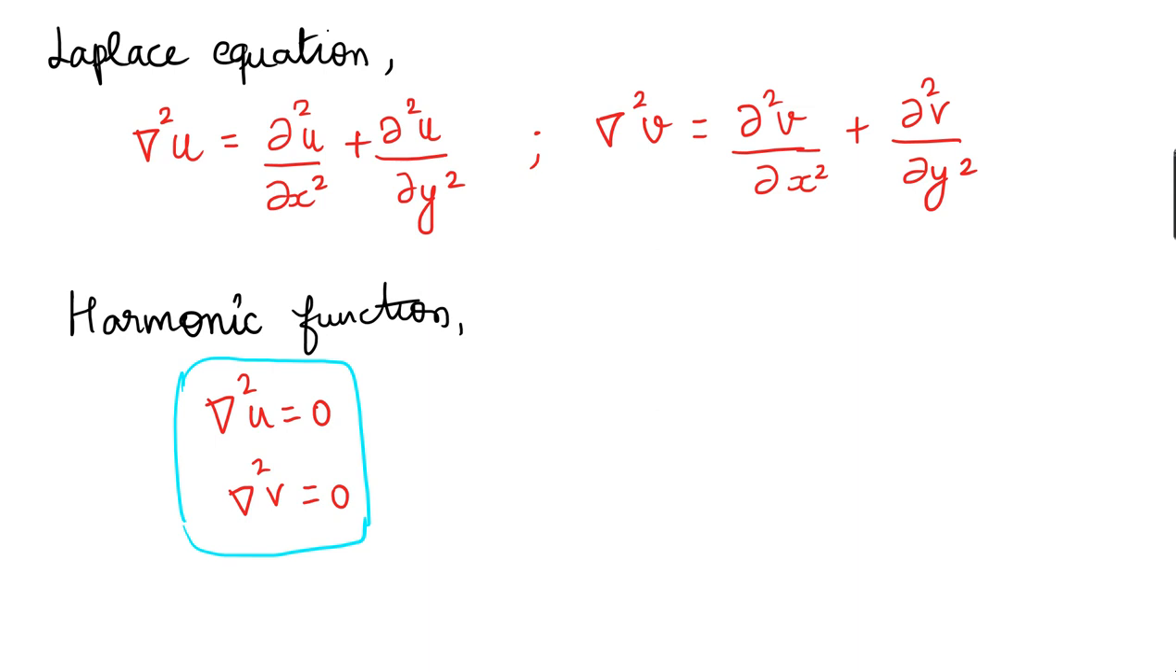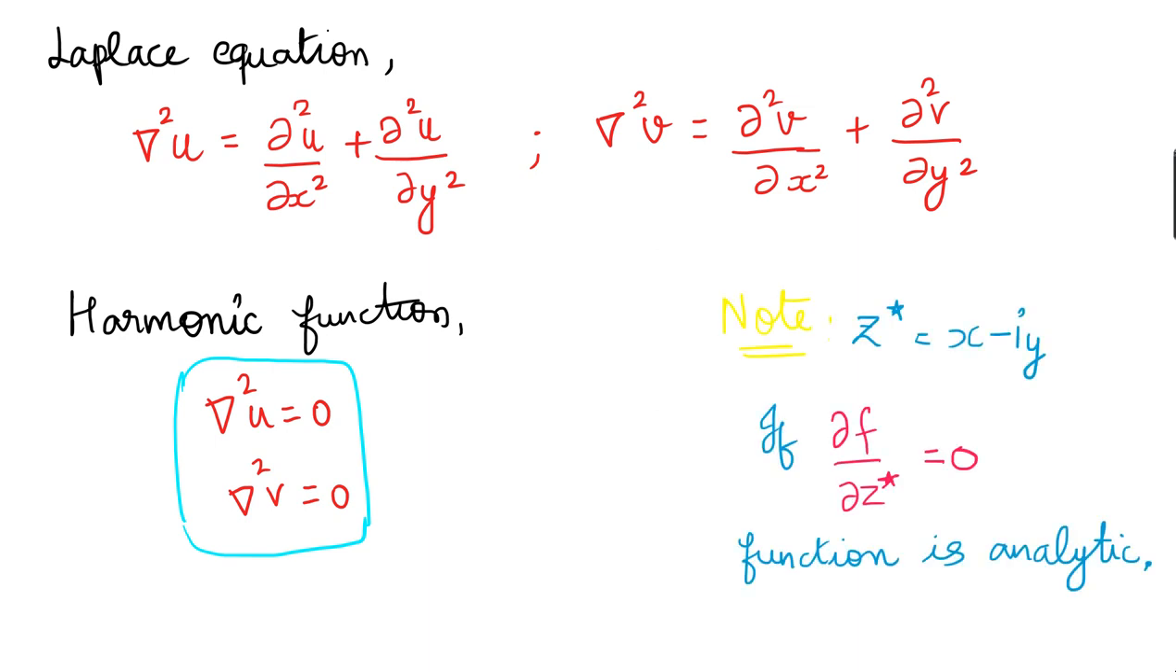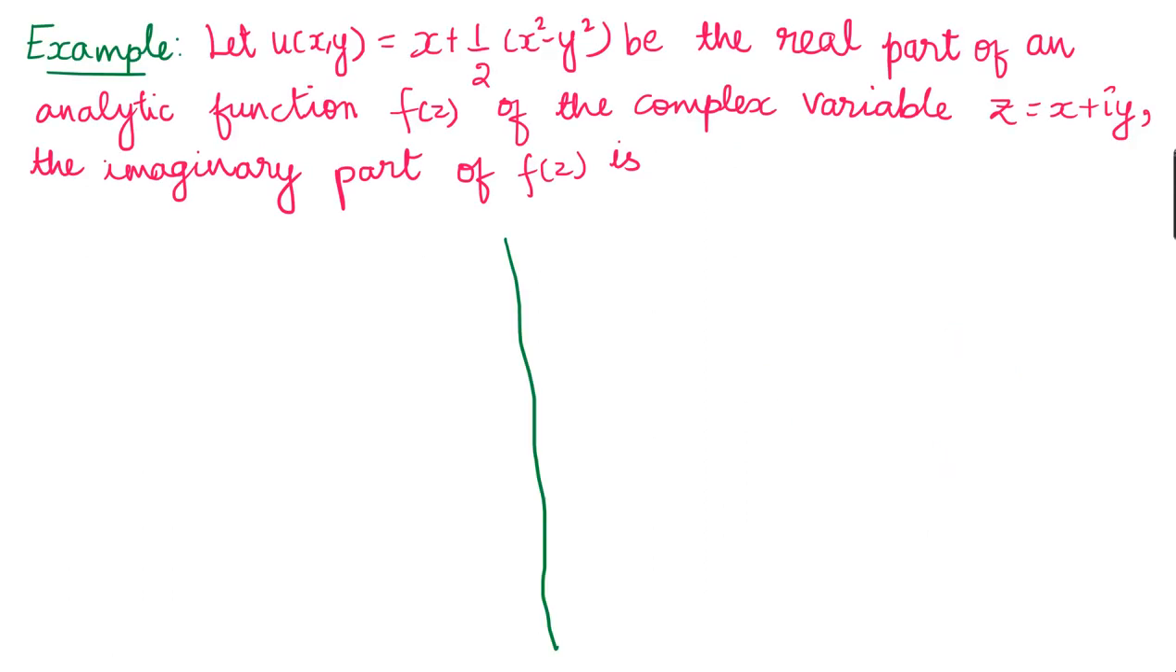One more important thing to note is that we have z = x + iy, so z star will be x - iy. If you have a function and ∂f/∂z* is equal to 0, then we can say that the function is analytic. So it is an easy trick to find out if it is analytic or not. Okay, let us see an example.